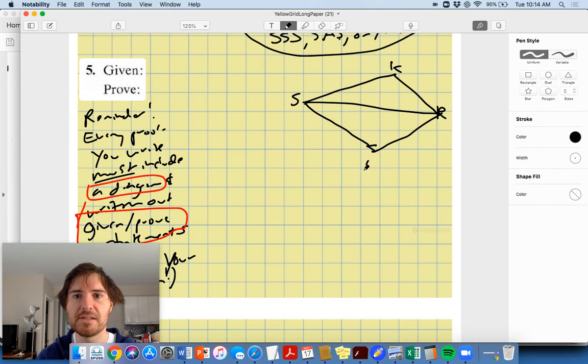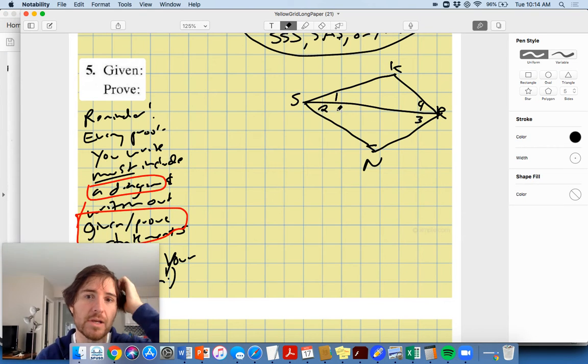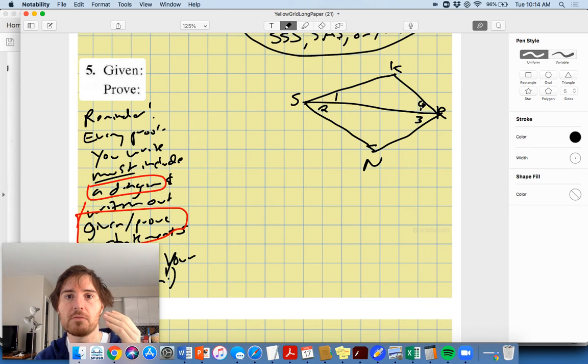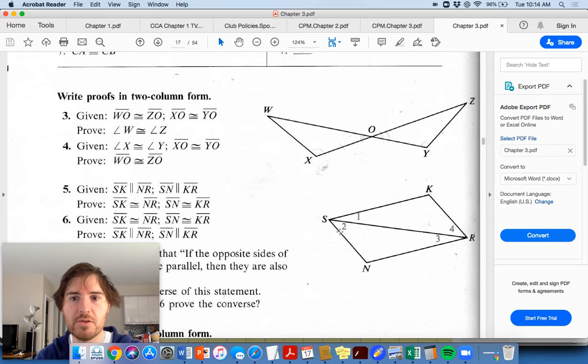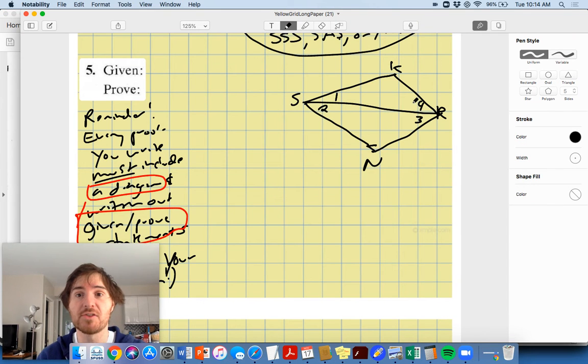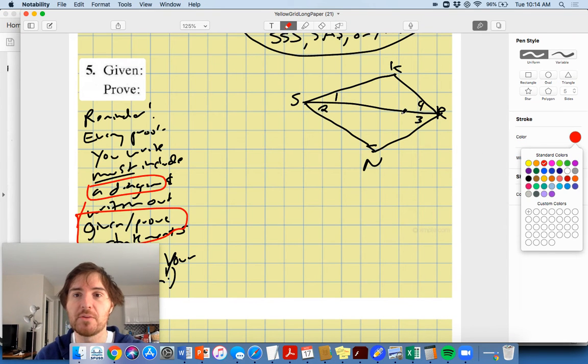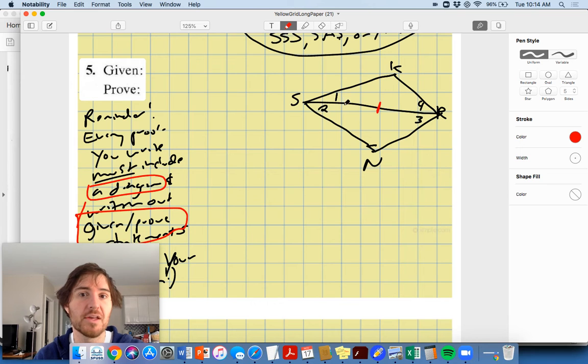Then this is N, and then we've got some numbered angles. This is 2, this is 1, this is 4, and this is 3. If we've got 2 congruent to 4 and 1 congruent to 3, and look, this side is congruent to itself. That might be necessary. That might be ASA right there. So I'd start marking up things you could potentially mark up that might be helpful.